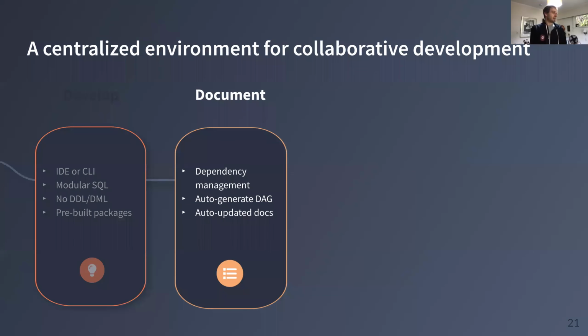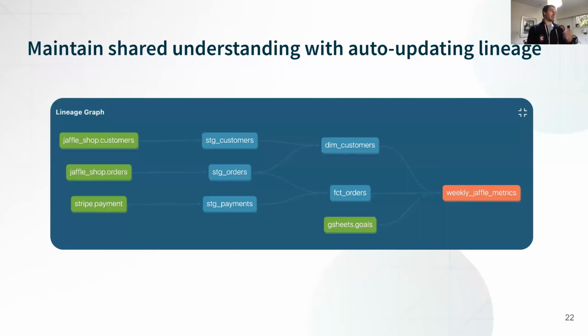So that's the development. Documentation, we've talked about refs. So you get your dependency management, you get your DAG. This is what a DAG looks like. So these green ones are sources. These blue ones are different staging layers, marts, and then they all roll up into exposures, which are how does all of this actually come together to drive business value.